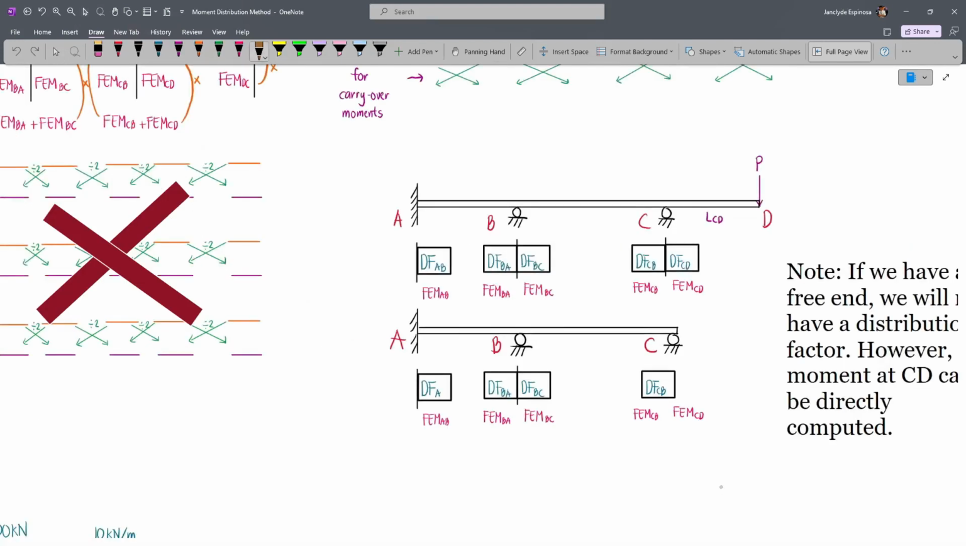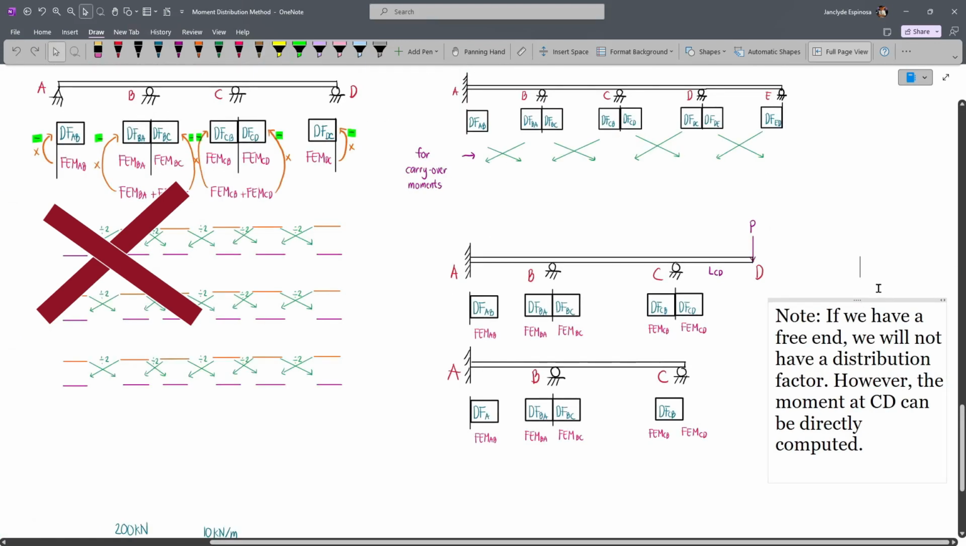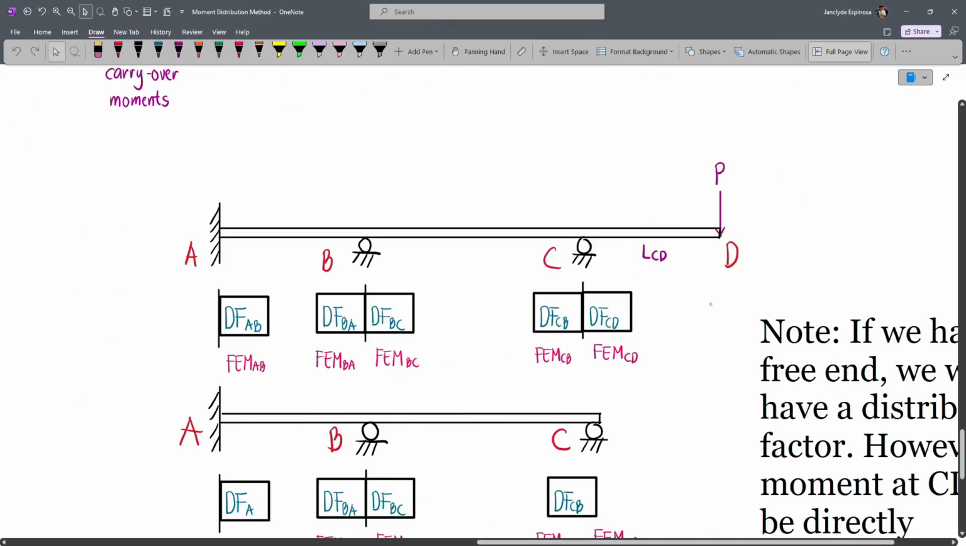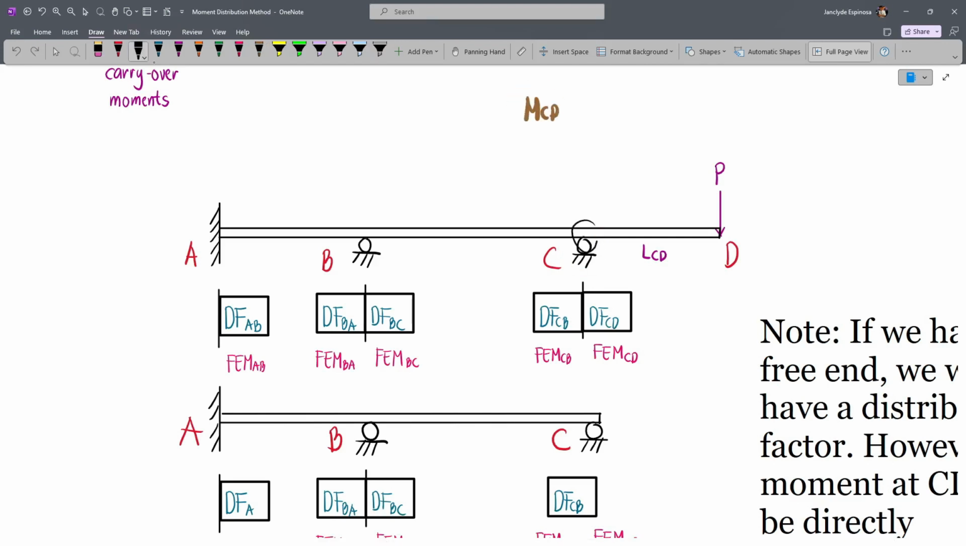Now sir, what if merong free end? Ano yung mangyayari? Now meron akong note dito na if we have a free end, we will not have a distribution factor. However, the moment at CD dito can be directly computed. And so yung moment sa CD, take note na what we are considering is the reactive moment at CD. So for example, if we are to compute MCD, this is supposed to maintain equilibrium. Now diba, taking moments about C, we have P times LCD, or the length of CD. Now diba, this will cause a clockwise rotation about C. And so that means na yung reactive moment natin dito will be counterclockwise to oppose this one. And so this is MCD. And then diba, in our conventions, if we have counterclockwise, that will be positive. And so this is how we can compute MCD.